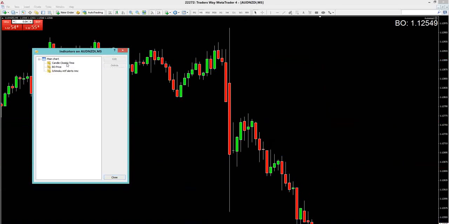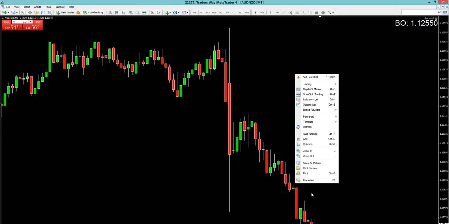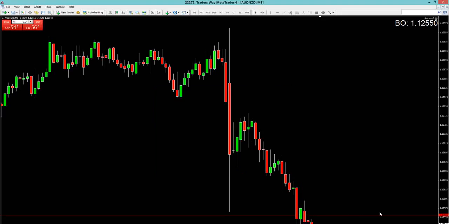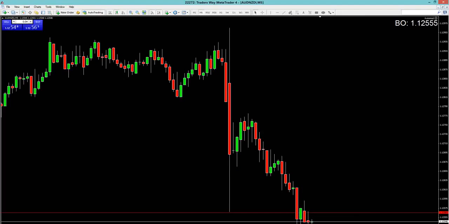Okay, so BO price comes from, and let me put it on here real quick. The white line down here is following price exactly. So if we go into properties and go to the common tab, go to show ask line. This is what you'd refer to as the spread. If we notice, this line and this line don't match up, and sometimes this red line moves and the white line doesn't.